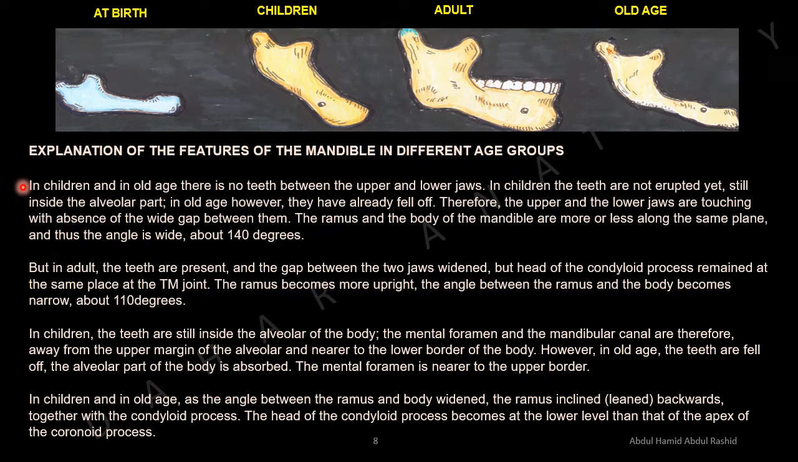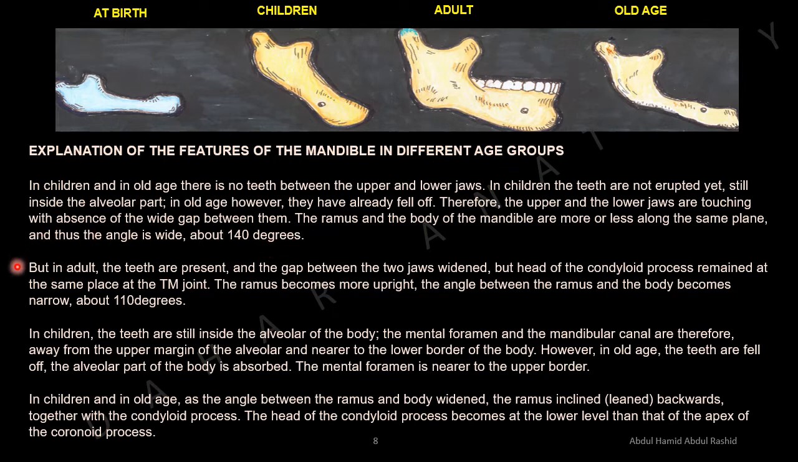In children and in old age, there are no teeth between the upper and lower jaws. In children, the teeth are not erupted yet, still inside the alveolar parts, and in old age, however, they have already fallen off. Therefore, the upper and lower jaws are touching, with absence of a wide gap between them. The ramus and the body of the mandible are more or less along the same plane, and thus the angle is wide, about 140 degrees in children and in old age groups.